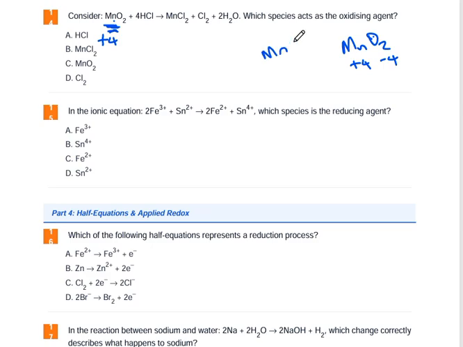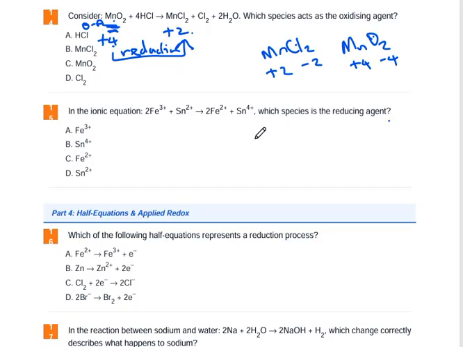In manganese chloride, chlorine is -1. -1 times 2 is -2. So manganese is +2. So here it is +2. So from +4 to +2 is reduction. Reduction means that it is the oxidizing agent, because the oxidizing agent is the species that is being reduced, and the reducing agent is the species that is being oxidized. Kindly note that. Now here in the ionic equation, which species is the reducing agent?